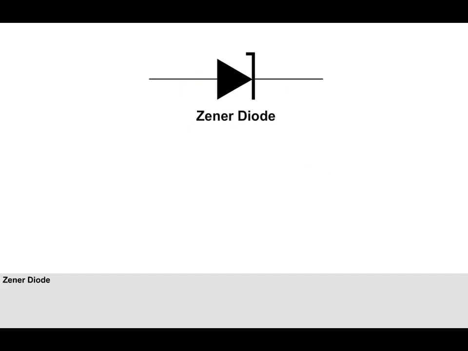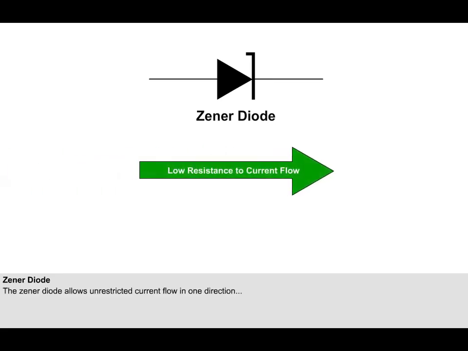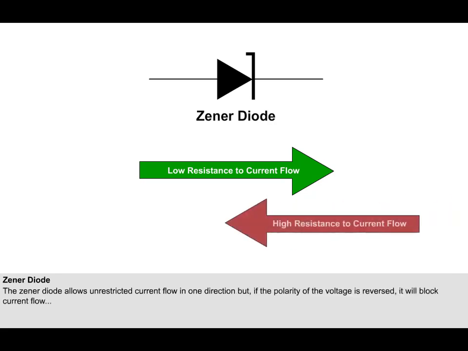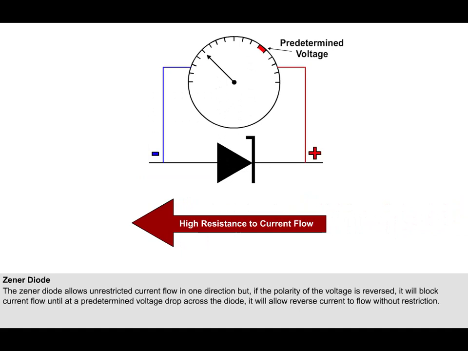There is another type of diode rectifier you may come across, known as the Zener diode rectifier. The symbol for a Zener diode is shown here. This type of diode, again, allows unrestricted current flow in one direction, but if the polarity of the voltage is reversed, it will block current flow, until at a predetermined voltage drop across the diode, it will allow reverse current to flow without restriction. Zener diodes are often used in voltage regulator circuits.